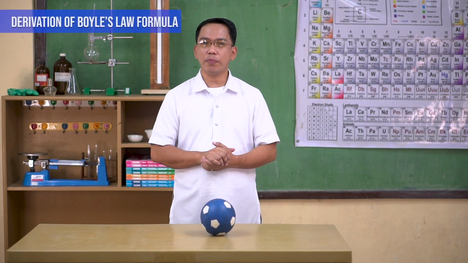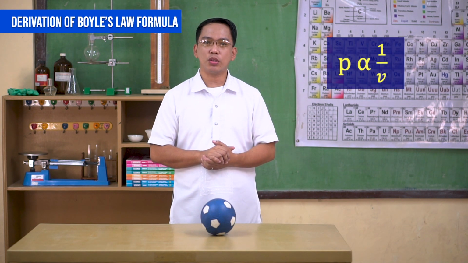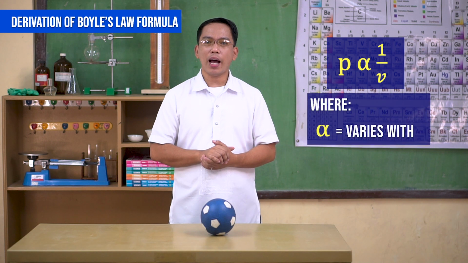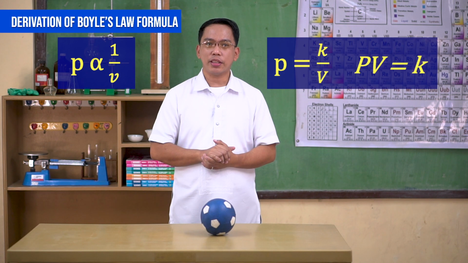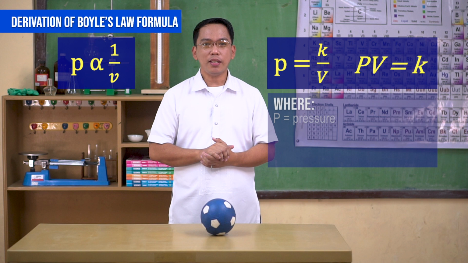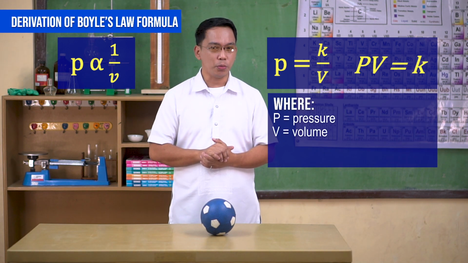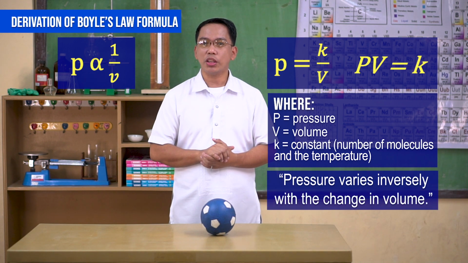If we put the relationship of volume and pressure into a mathematical equation, we obtain P varies as 1 over V, where the symbol alpha is a sign that means varies with. Then, the pressure is equal to a constant divided by volume, or the product of pressure and volume is equal to a constant. In this equation, P is the pressure and V is the volume. The K is a constant that takes into account the number of molecules and the temperature. Thus, pressure varies inversely with a change in volume.